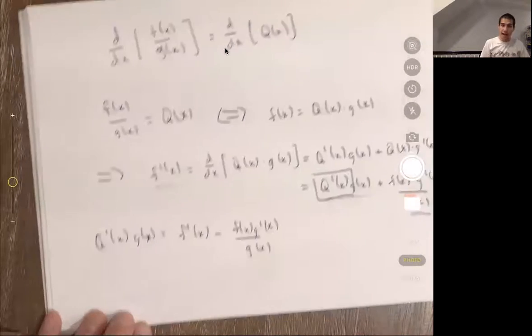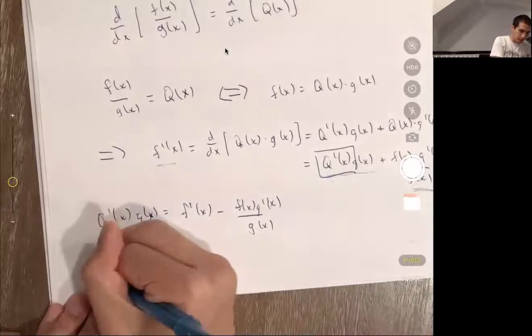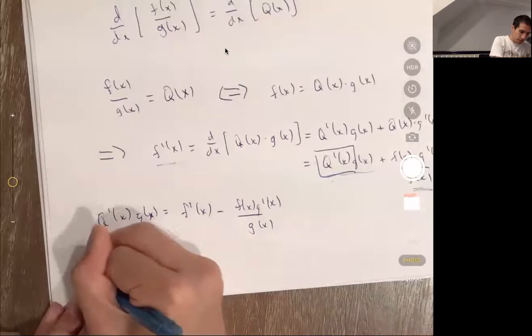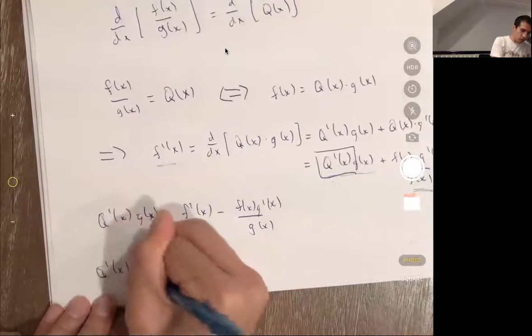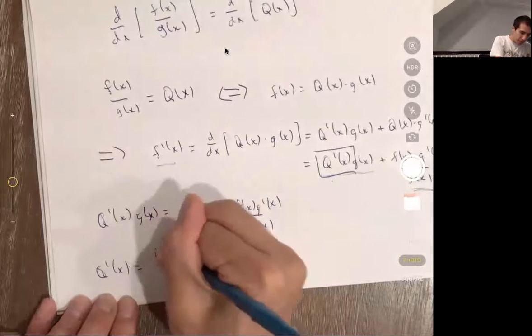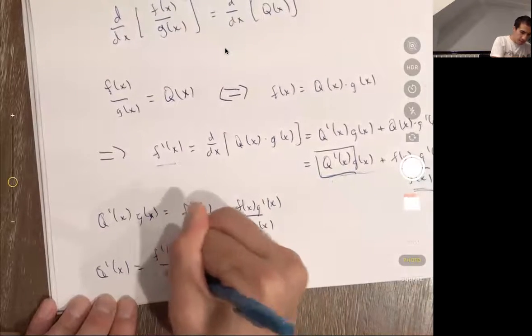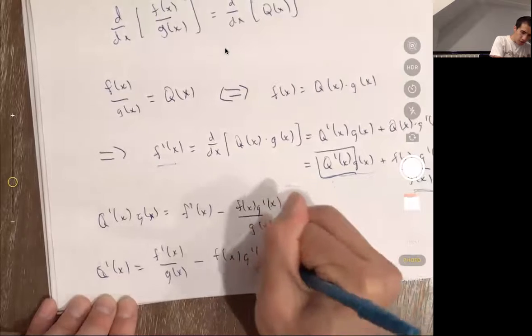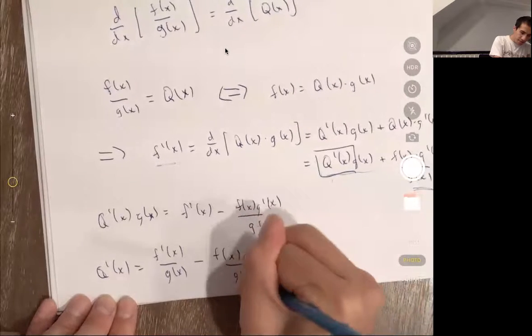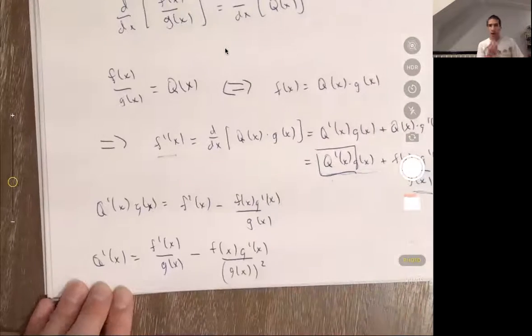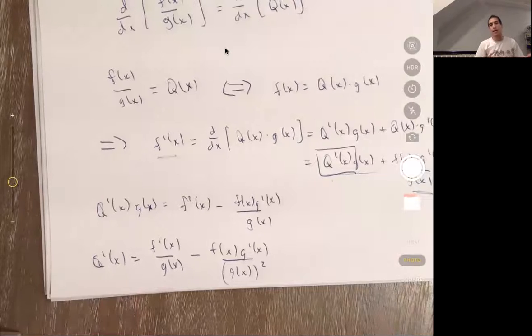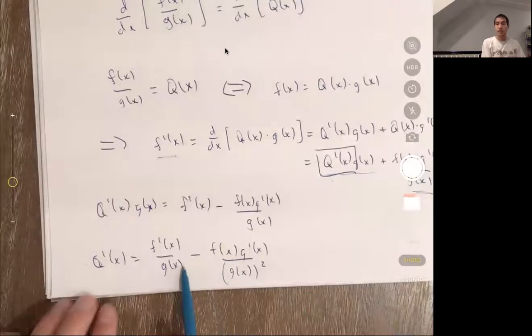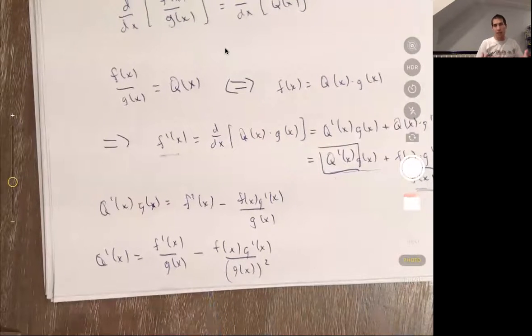I'm going to divide now by g of x both sides. So this becomes q prime of x equals f prime of x over g of x minus f of x g prime of x over g of x squared. And now I'm just going to get a common denominator. So this is actually the derivative. This is fine to do it like this. I'm going to get a common denominator because that's how it's more often written.